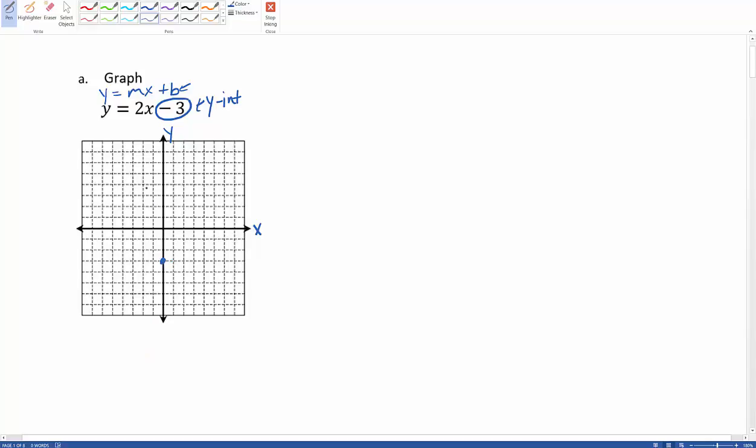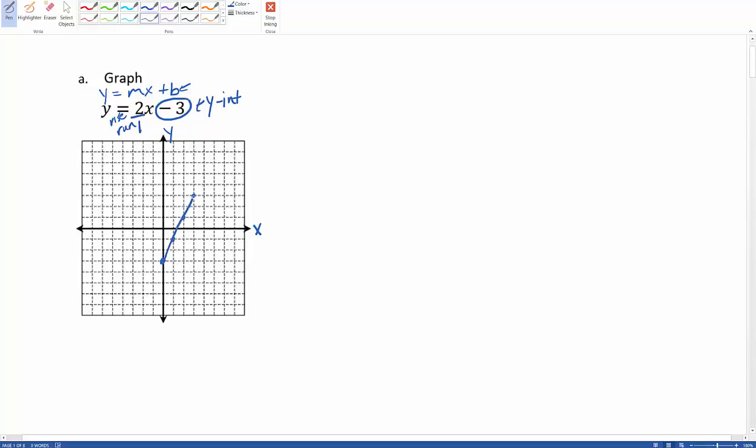Then from that point kicks in our slope, our m value. Now 2 is the same thing as saying 2 over 1. And as a result of that, then we have our rise on top and our run on the bottom. So from this point, our y-intercept, we're going to go up 2, because it's positive, and then we're going to run 1. And then up 2 again and run 1, up 2, run 1.